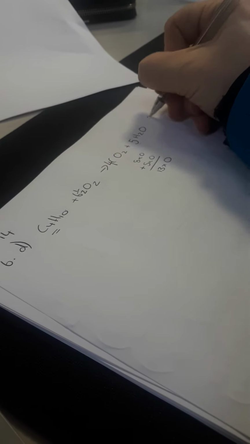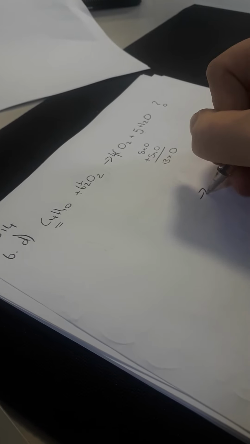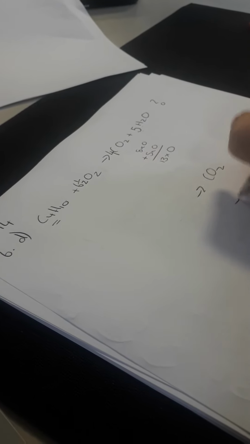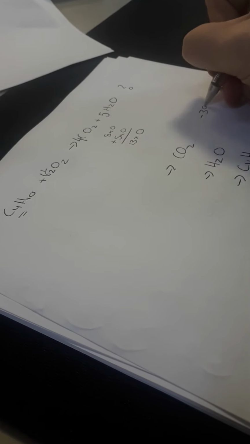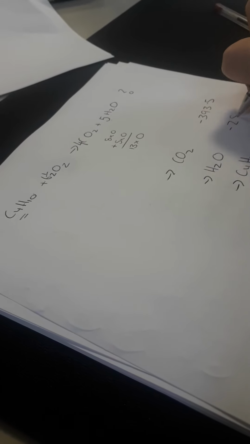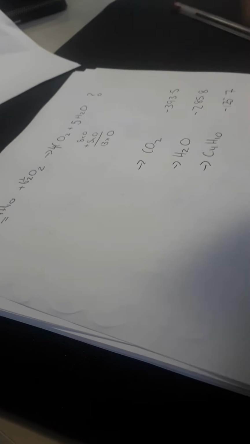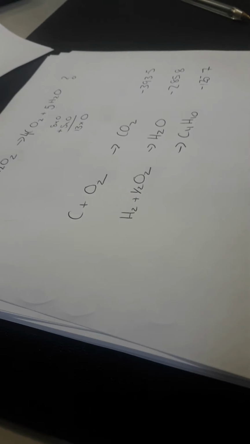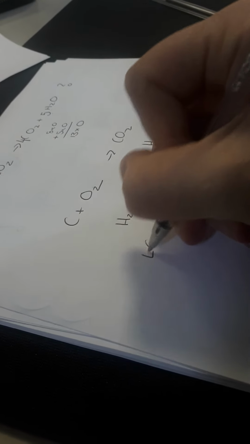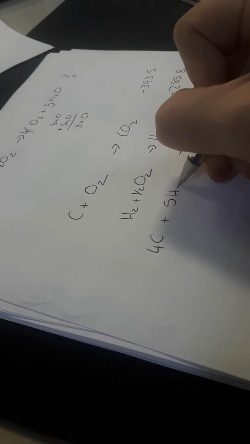And I'm asked, calculate the heat of combustion of butane, given the heats of formation of carbon dioxide, of water, and of butane itself, C4H10, are minus 393.5, minus 285.8, and minus 125.7. So, to make carbon dioxide, it's C plus O2. To make water, it's H2 plus a half O2. And then to make C4H10, it's 4 C's plus 5 H2s.